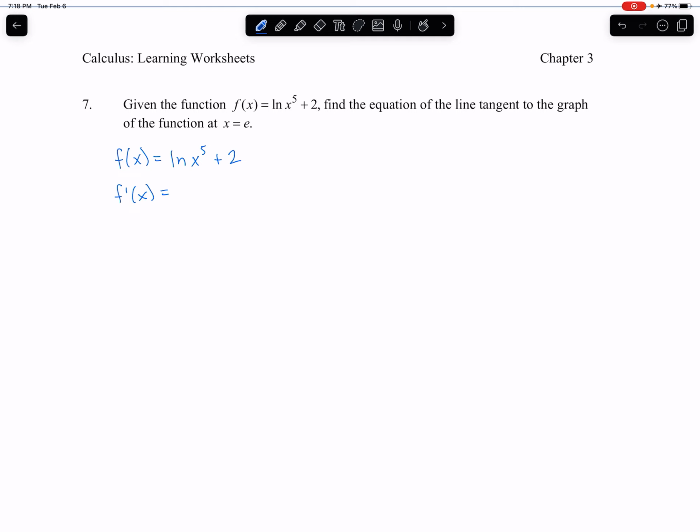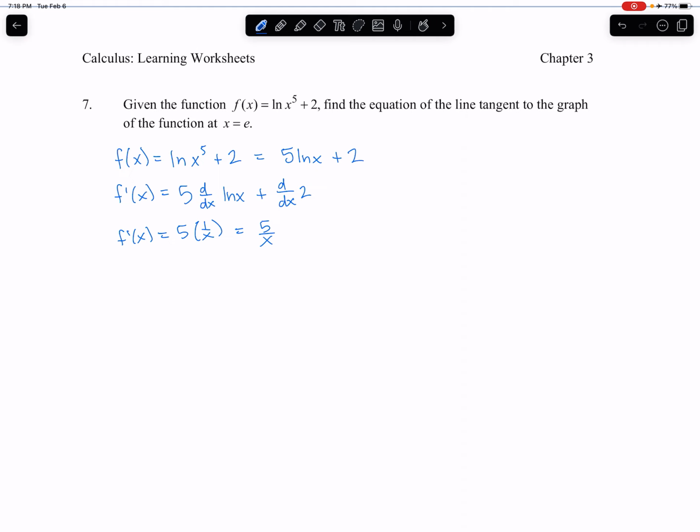So we can rewrite using our log properties. This is going to be 5 natural log of x plus 2. So we'll have 5 times the derivative of natural log of x plus the derivative of 2. So we've got 5 times 1 over x plus 0, so you can also write it as 5 over x.